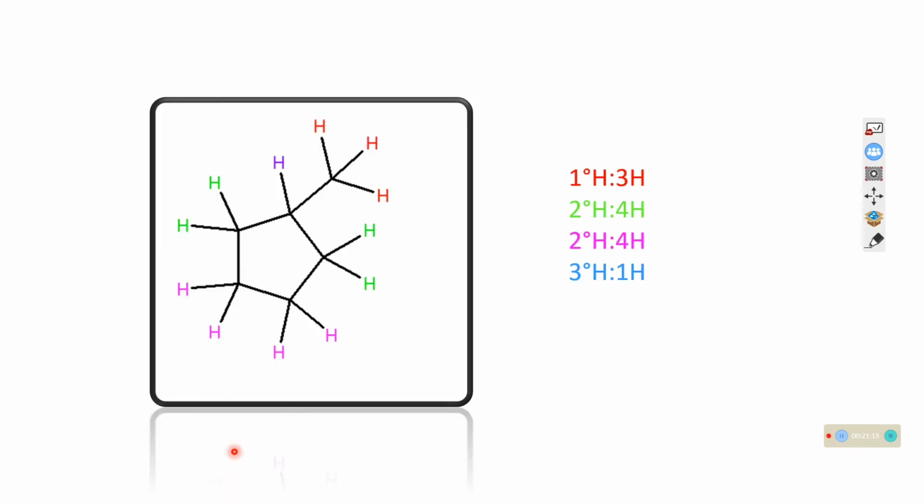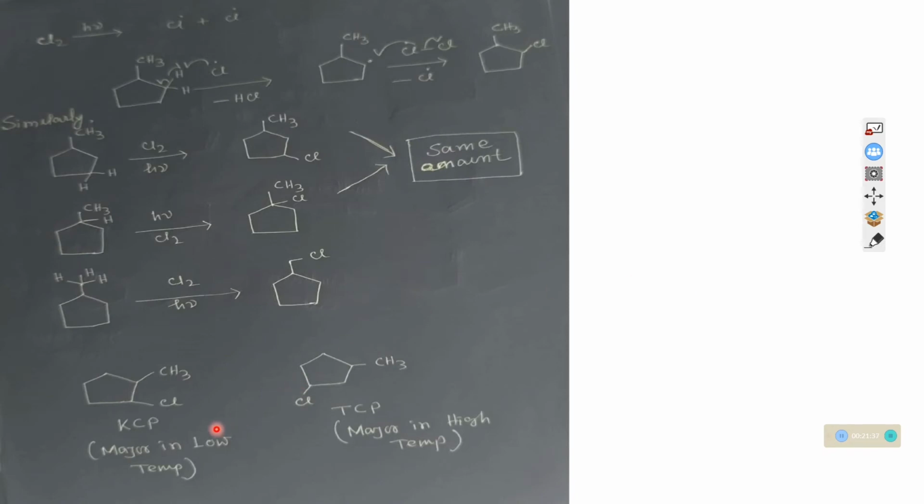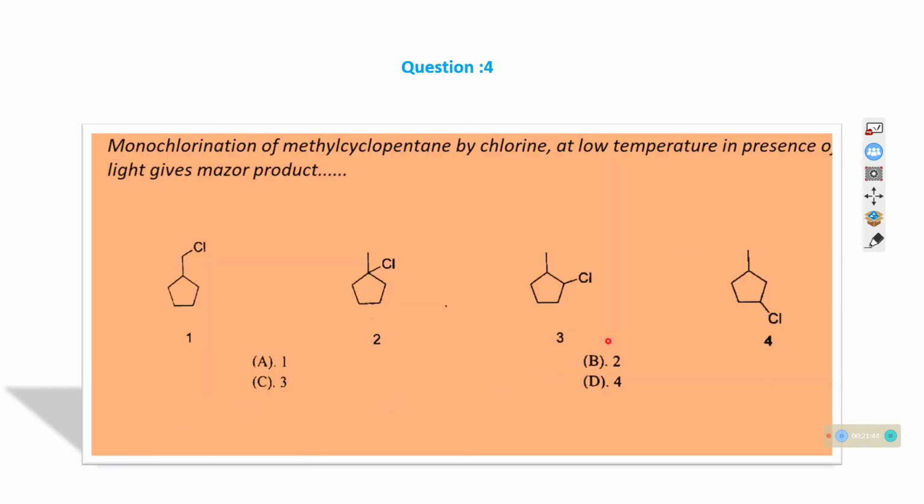So if in these questions no temperature is mentioned, for monochlorination of methylcyclopentane by chlorine in the presence of light giving the major product, then we can say that this 1,3 is the major product. But if they mention low temperature, then the kinetically controlled product becomes the major product. So this is the major product in this case.